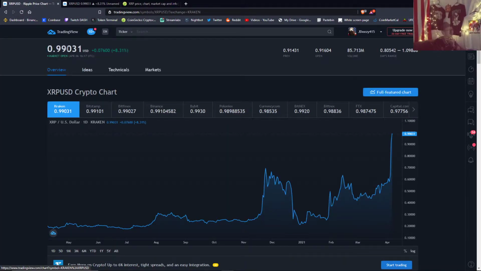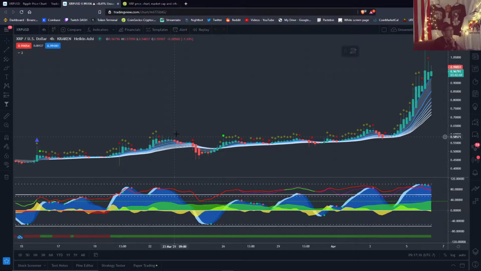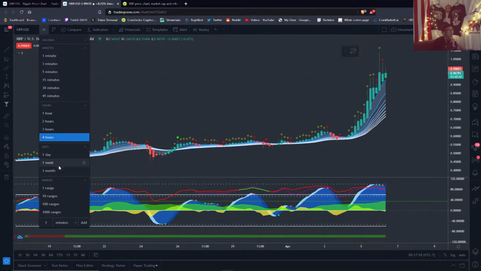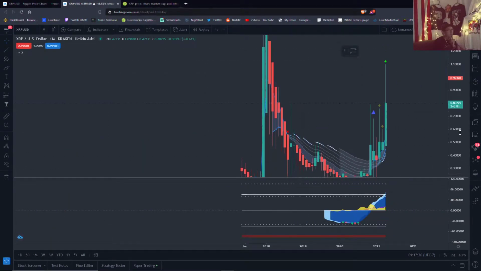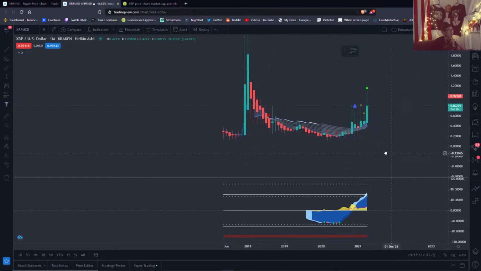Before we do that, we can see that XRP is literally flirting with a dollar. I know it hit a dollar when I was asleep, but we'll see. So first things first, you know how I do it here. Let's take a look at the monthly.